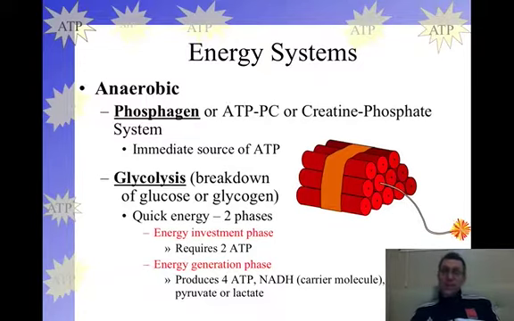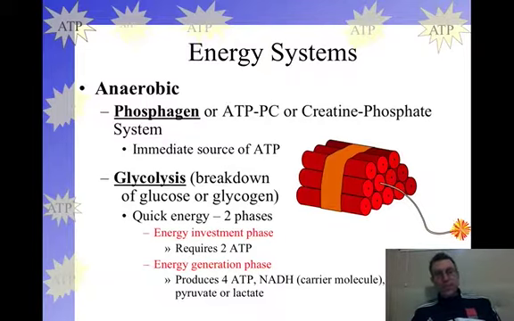And so the first anaerobic system we'll mention is called the phosphagen system. Some people call it the ATP-PC system. Some people call it the creatine phosphate system. There's a lot of terms that describe the same system. The phosphagen system is our most immediate source of ATP regeneration. We'll talk about the details of that in a minute.